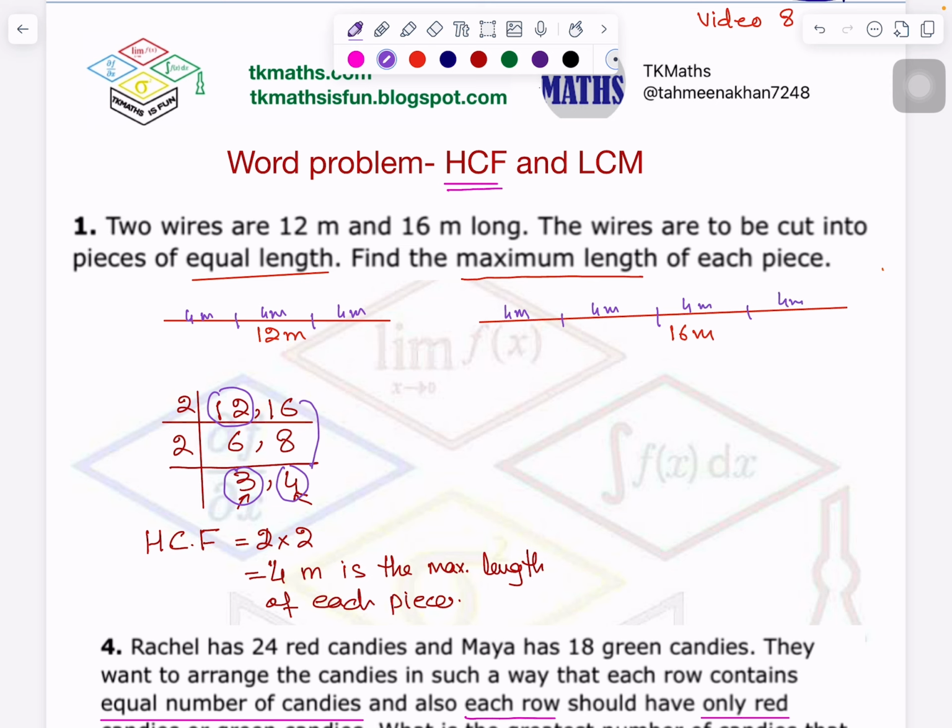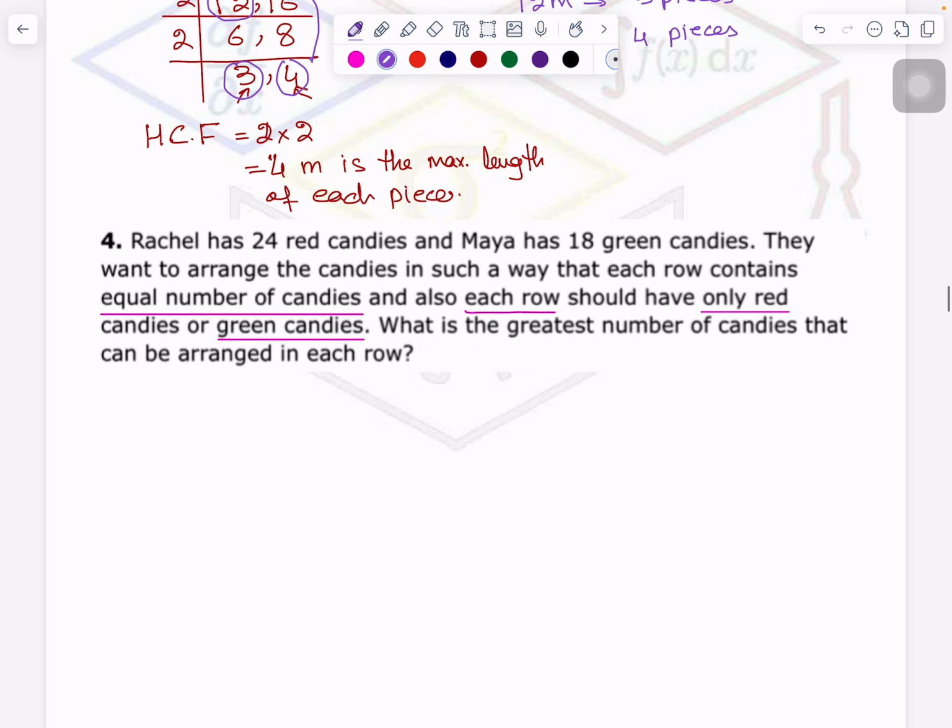So if the question had asked you one more thing, that is, what will be the number of pieces cut from each wire, then you will say that from the wire which has a length 12 meter, we can cut 3 pieces, each of length 4 meter, and from the wire which has a length 16 meter, 4 pieces can be cut out, each of length 4 meter. Got it? So each number you get has certain meaning. This is how questions are made challenging. Now let's see this one.